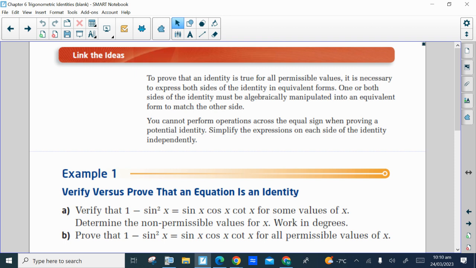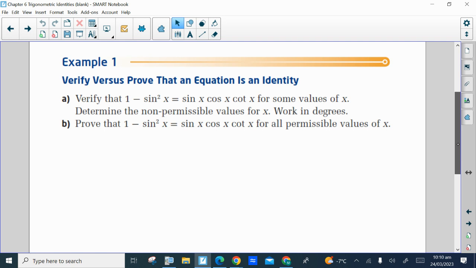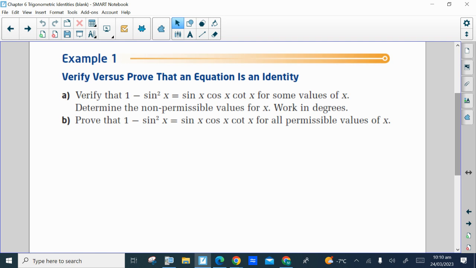So again, because of that, you cannot move things from one side to the other. You can only do that if you have an equation where you know two things are equal to each other. And that's the point. They're trying to show that they are equal. So you cannot move things from one side to the other. You cannot square both sides, square root both sides. You can't do any of that. You have to work down either one side or the other or both sides to show that you get the same expression on both sides.